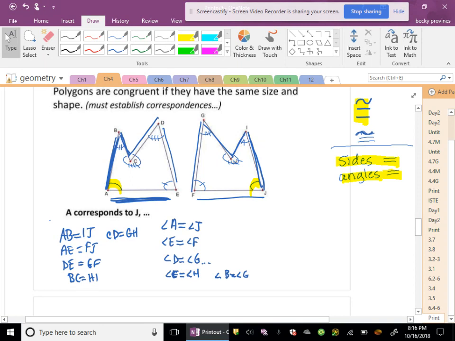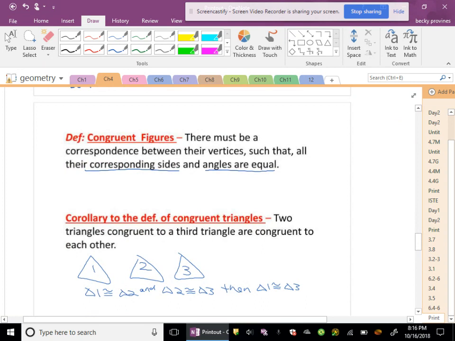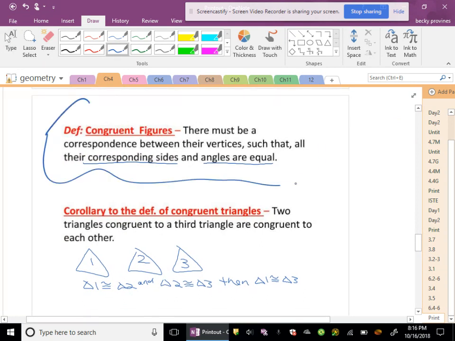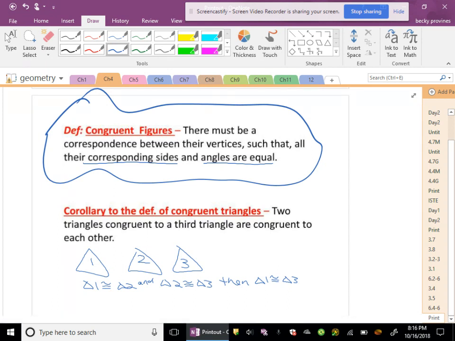Okay, so whenever I give you a figure like this and I tell you they're congruent, you need to know that you're supposed to match up all the angles and the sides, and the corresponding angles and sides are congruent. All right, moving on. So I've already talked about this. When you have congruent figures, there must be a correspondence. Remember, they have to match up between the vertices, which are the angles, such that the corresponding sides and angles are equal. Okay, we've already covered that.